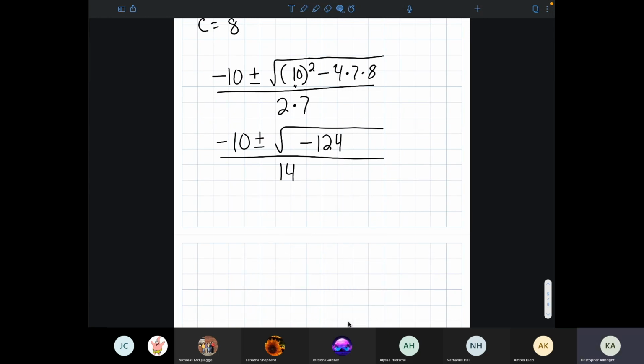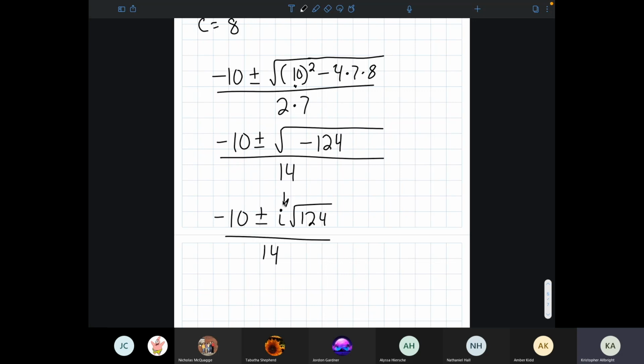And really, this trick is going to make complex numbers significantly easier for you. You do -10 plus minus i times root 124 over 14. All I did was I turned that negative into an i, and I brought it to the outside.